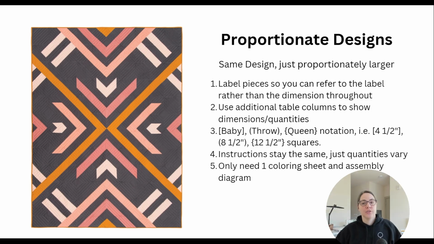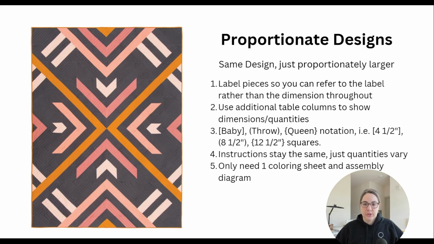So some best practices for this kind of design is to label all of your pieces, so that you can refer to that label instead of the piece dimensions throughout your pattern, because again, those piece dimensions are changing. I'm going to drop a link to a video about how to do this and best practices for labeling, but really helpful here is to make sure that you've labeled all of your pieces and you've labeled them consistently between sizes so that you can just say, hey, grab piece A and piece B and put them together, and the dimensions don't matter. It doesn't matter that those are two different size pieces depending on the size you're making.